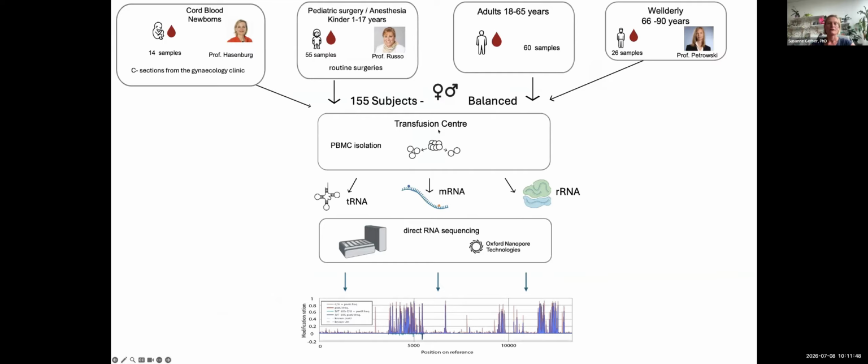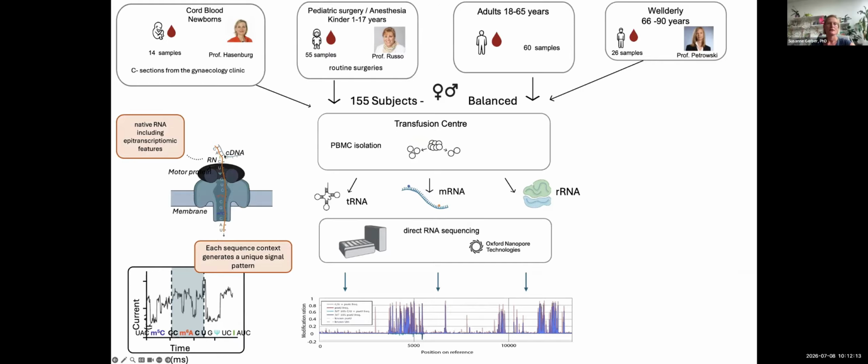So then, after taking the blood, with a very strict protocol, we isolated the PBMCs after exactly 2 hours from taking the blood. Then we extracted 3 aliquots for tRNA, mRNA, and ribosomal RNA, and sequenced all of this using nanopore sequencing. I don't want to explain the concept in detail, but I guess most of you already know that when nanopore sequencing, you can sequence the native RNA and can predict, based on the raw current, the existence of certain modifications.